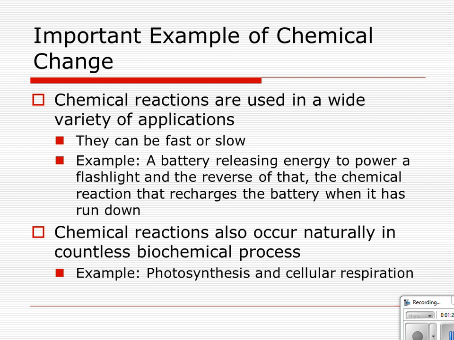Now, chemical reactions also occur naturally in countless biochemical processes, and the easiest example that we see of that and know of is photosynthesis. Photosynthesis is what plants do to produce energy for themselves, and cellular respiration is what living organisms, such as human beings, do to produce energy for our body and produce ATP. That's another concept we'll get into a little bit later, and you'll get more into biology.